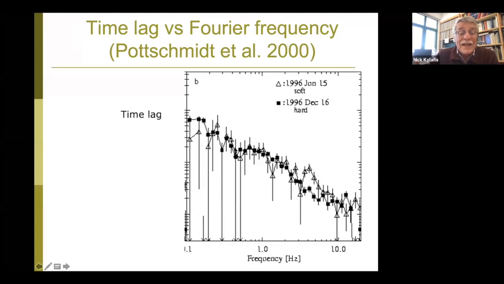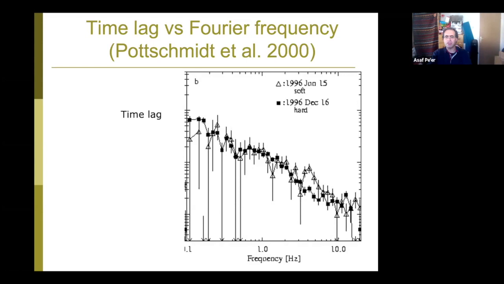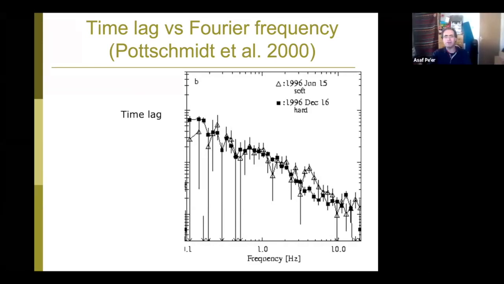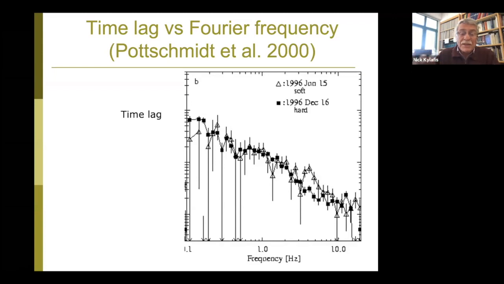It's a correlation of the time lag between hard photons and soft photons as a function of frequency in the Fourier spectrum. Frequency of what exactly? Fourier frequency. You take the two bands, the soft and the hard, and you take their Fourier transform. Then you take the conjugate of one of the two and multiply them. Then there is a phase difference produced between the two. And this phase difference is a function of Fourier frequency.